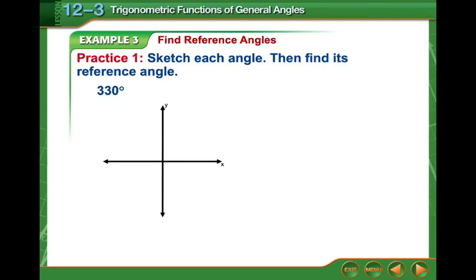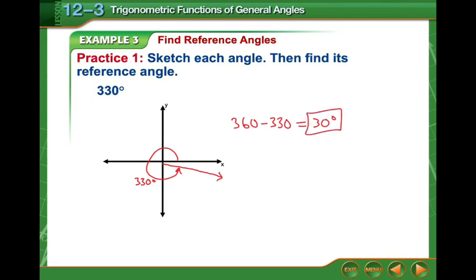All right, so as I mentioned, this one was in degrees, right? And thankfully it's a positive degrees too. So first off, we know a full circle is 360, right? So it's just 30 degrees shy of being a full circle. So there's our angle. And then our reference angle is just going to be 360 minus 330, or 30 degrees.